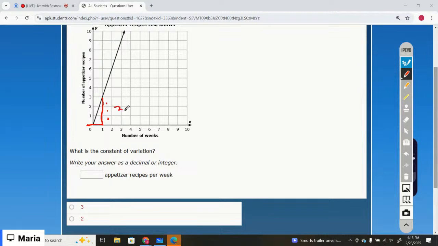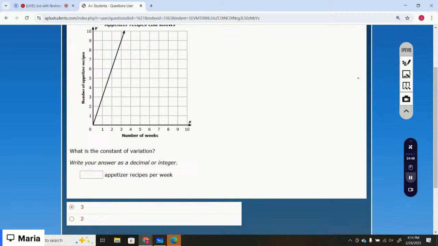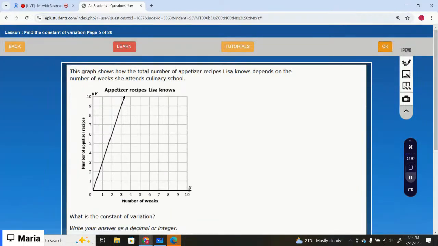This one shows the change in y, that is 3, and change in x, that is 1. So the slope is 3. The correct option is option number 1. The constant of variation is 3. Option number 1 is the correct option.